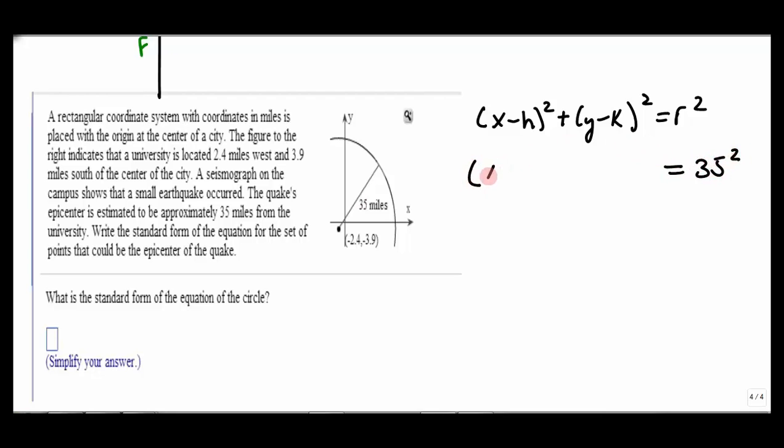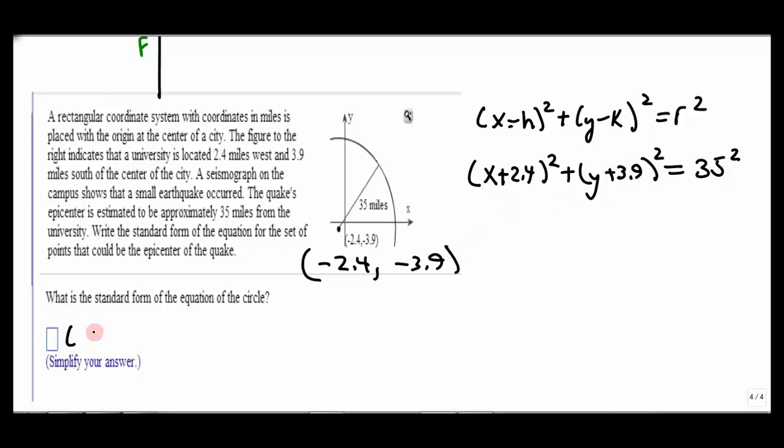Now remember what h and k are. h and k are the values of the origin, or the middle, or the center of the circle. So this is (-2.4, -3.9). Now remember, in our formula this says minus h, which means the opposite. So this would be a plus 2.4 and a plus 3.9. So when I put this into my formula, this would be x plus 2.4 quantity squared plus y plus 3.9 quantity squared equals r squared.